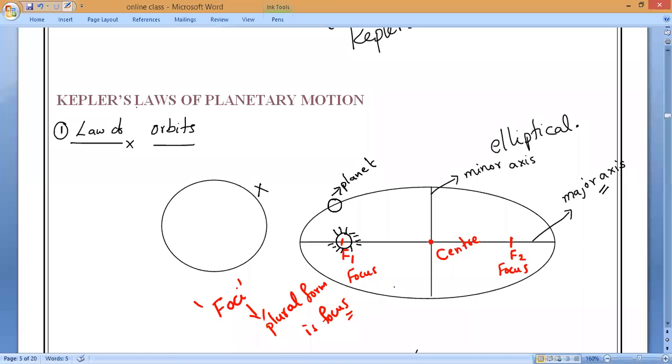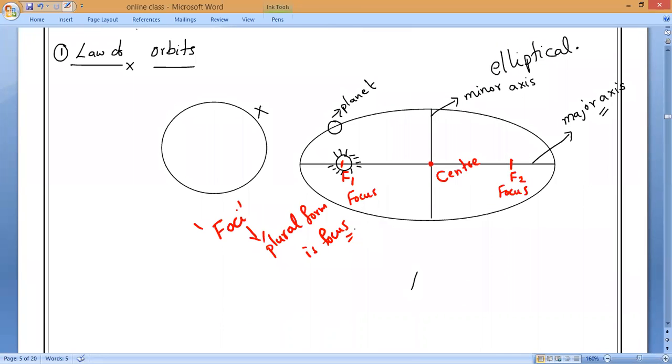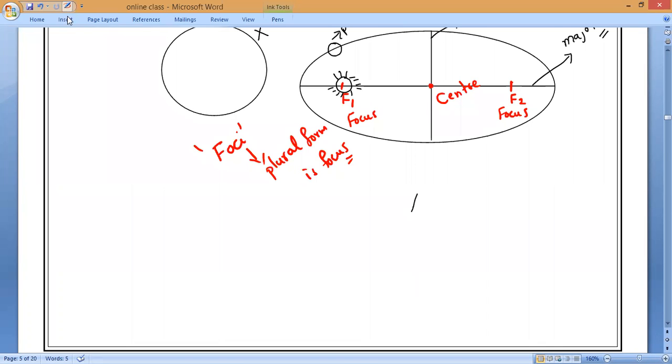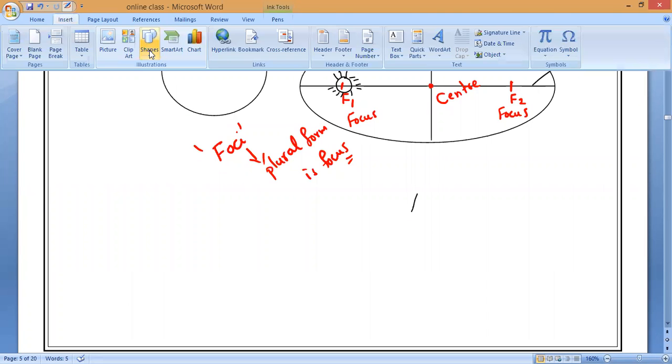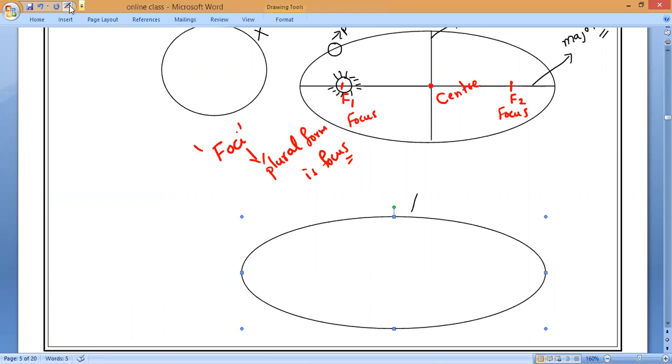Planets will revolve around the sun in a particular elliptical orbit, and the sun is present at any one of the foci. What do you mean by any one of the foci? Anybody can tell me? Maybe the sun is present at F1, or maybe the sun is present at F2. So that is why it is called Kepler's first law of planetary motion, or what else can we call it, guys?